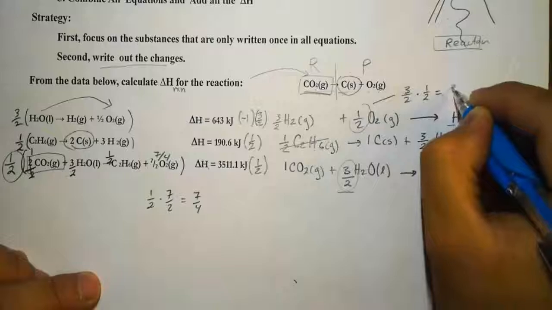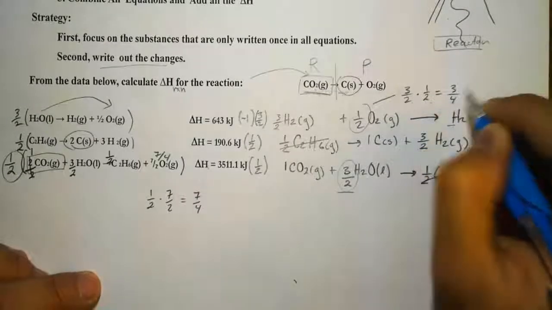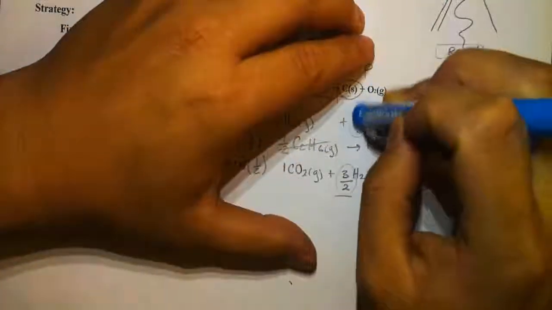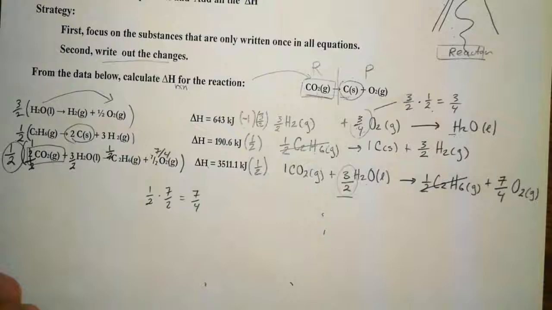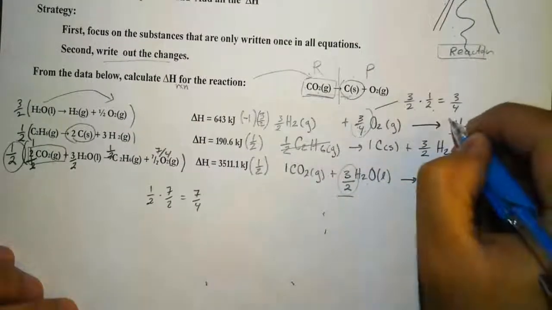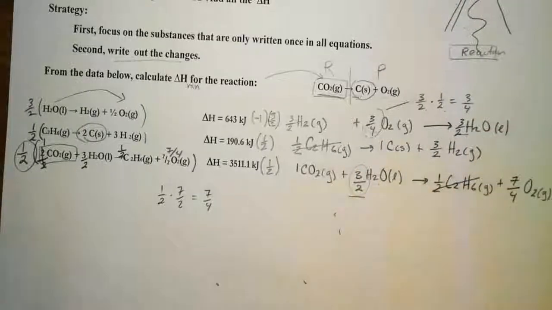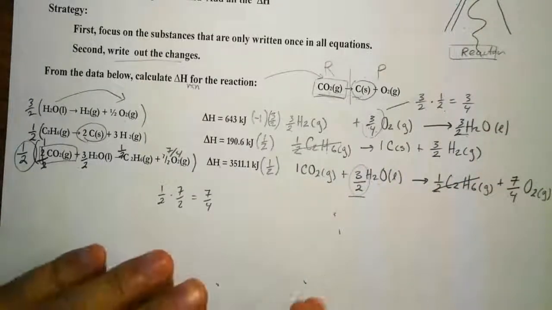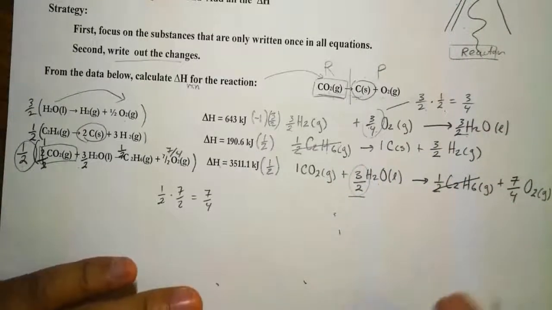3 times 1 gives us 3. 2 times 2 gives us 4. So now what we have here is going to be 3/4. Okay, see how that worked? And then what do we have? Of course, this is going to be 3/2 over 2. Okay, notice how I continue to apply the pattern to cancel out.